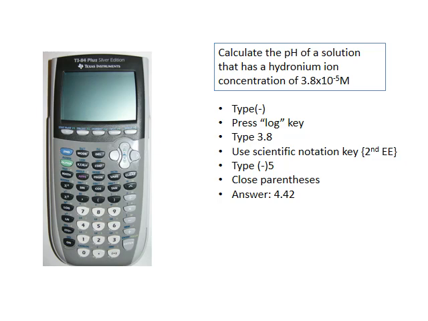On a fancier calculator, if we were going to do this, we would first enter negative, and then log, type in 3.8, use our scientific notation key, which again, we have to go second EE, type -5 for the exponent, and then close our parentheses, and then hit enter. And again, the answer is supposed to be 4.42.